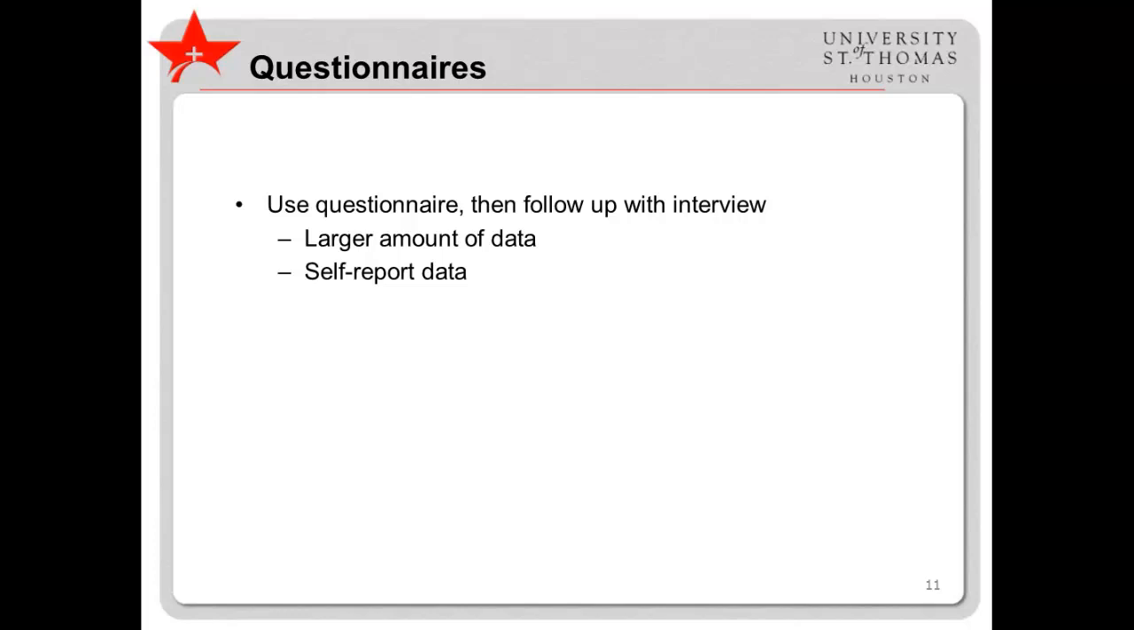A third method of qualitative data collection is the use of questionnaires. Because interviews are time-consuming, some researchers use questionnaires and then follow up questionnaires with interviews. Questionnaires allow for larger amounts of data, and, as with interviews, the data are self-report. As with all self-report data, the information can be subject to inaccuracies, although some people are more willing to disclose information honestly on an anonymous questionnaire than in an interview.